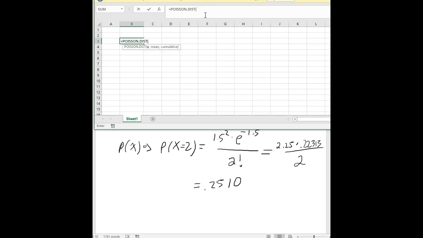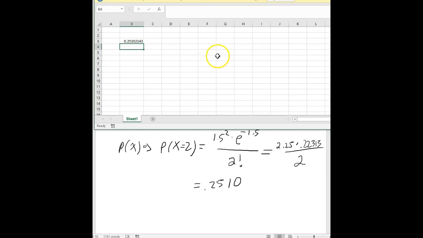Okay, so we're looking at Poisson.dist, the Poisson distribution, and then x is going to be our number of successes or our number of occurrences. So this is going to be our x value of 2. And our mu, or our mean, is the next thing, and that's 1.5, we said. And do we want to know cumulative? No. We want to know exactly the x equals value. So we say 0.